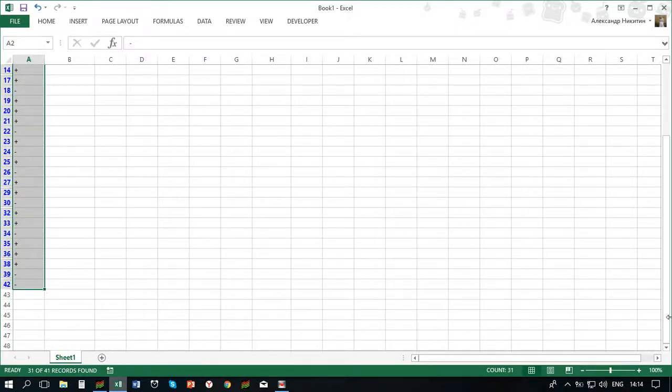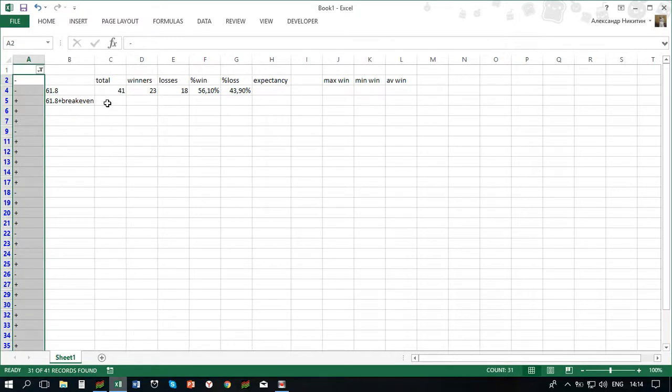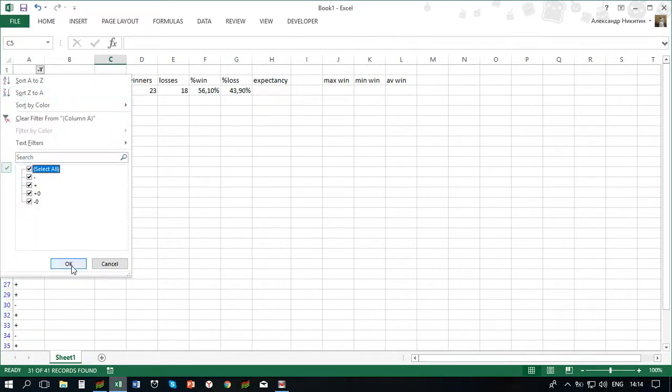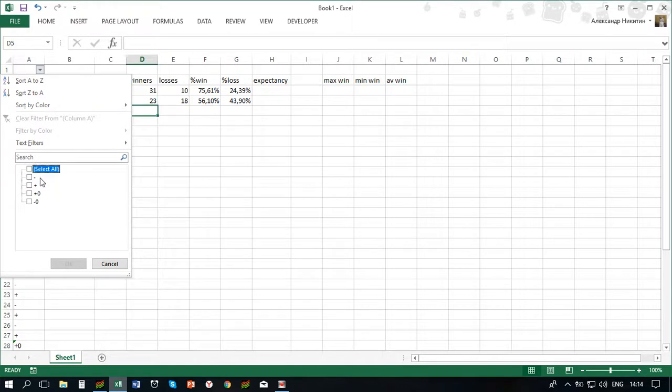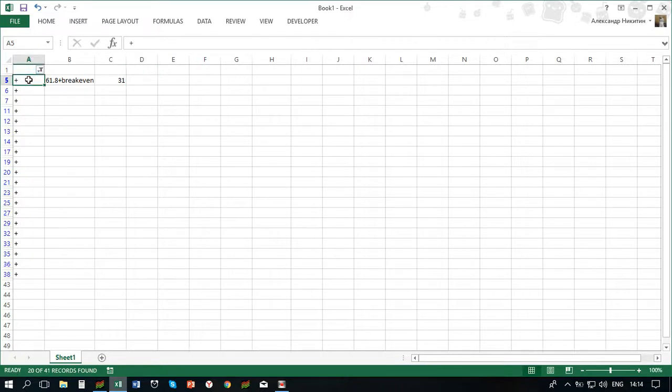The amount of total trades is 31 trades. Let me show them. 31 total. And what is the amount of winners? Of course the winners are only those pluses, we don't count zeros. So what are those? Number 20.